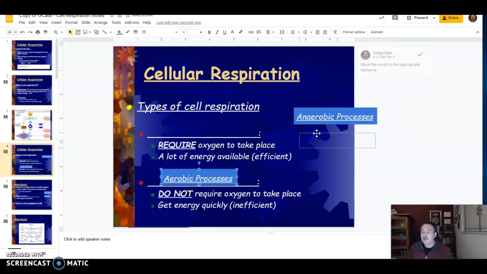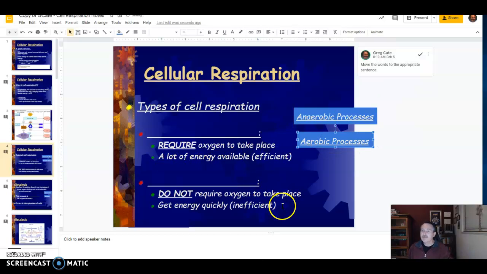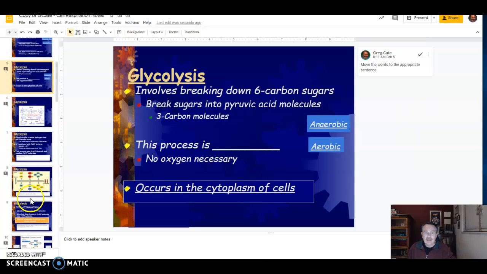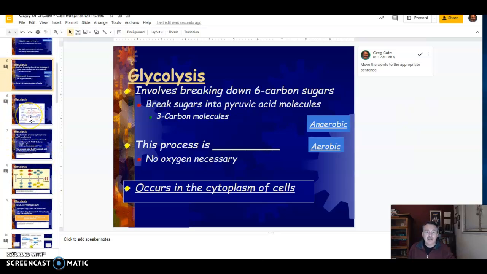Make sure you get these things in the correct order. You do not need to write a summary for this particular slide. Just drag and drop those words in position. Same thing with this one here, but you just have a 50-50 shot at it. Is this process aerobic, or is this process anaerobic, which does not require oxygen? And I know I'm clicking right along here.